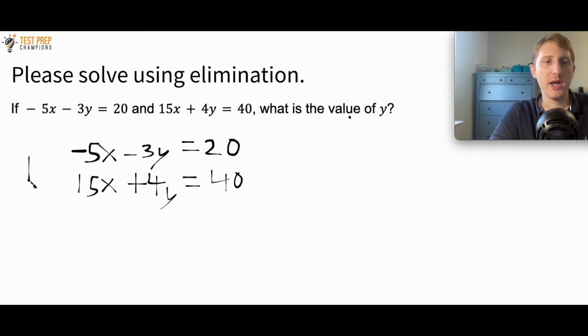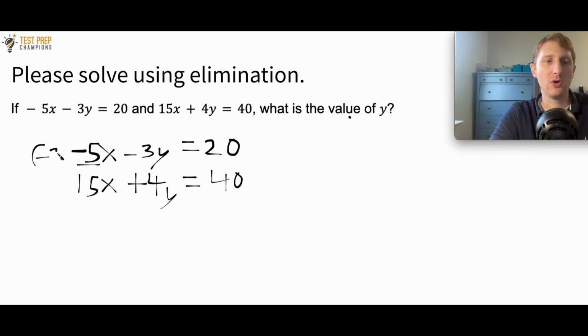What I see here is that I've got negative 5x in the first equation, and I've got 15x in the second equation. In order for the x's to cancel out, I want to have opposite numbers in front of the x's. If I have positive 15x in this equation down here, I want to change the equation up here so that this becomes negative 15x, and the x's will cancel out when I add. So if I multiply this negative 5 by 3, I'm going to end up with negative 15x, which is what I want, because then the x's will cancel when I add the equations.